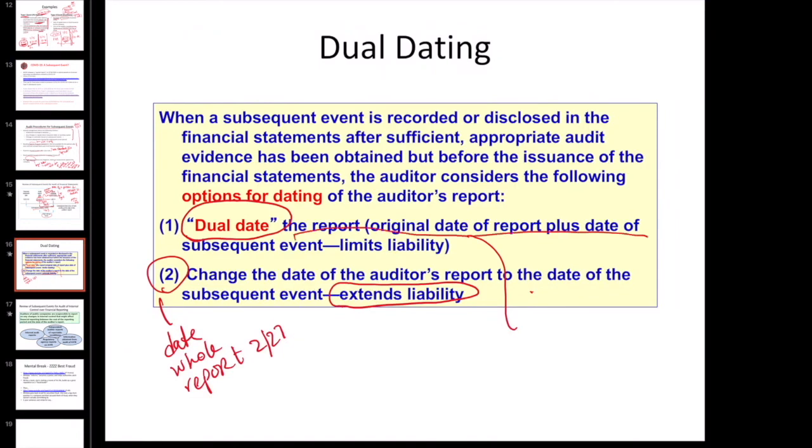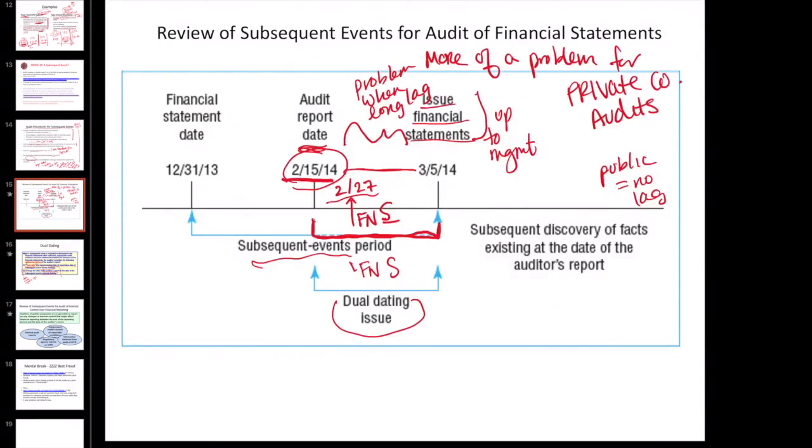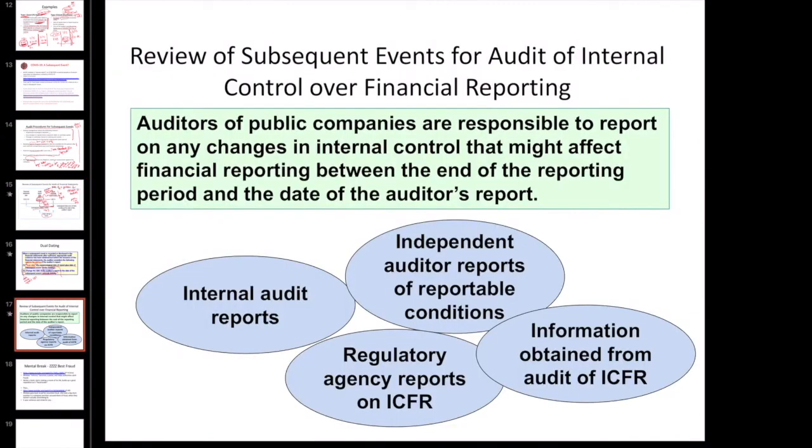It's basically there are going to be two dates in your report. The nice thing about this is it limits your liability through the date of your original report, with the exception of that one footnote or event. So that's it for dual dating.